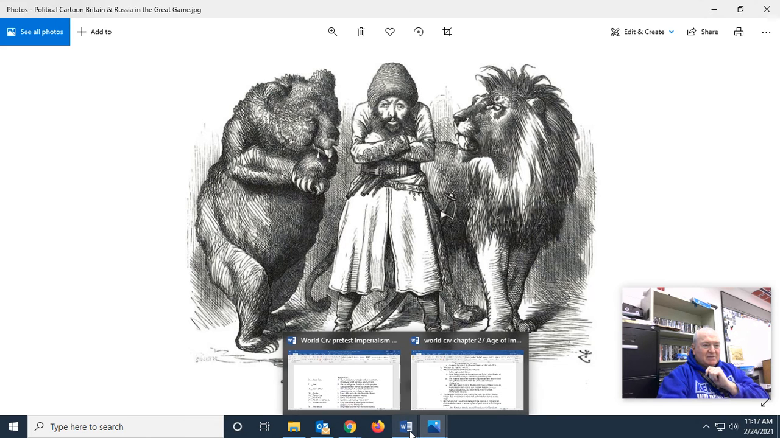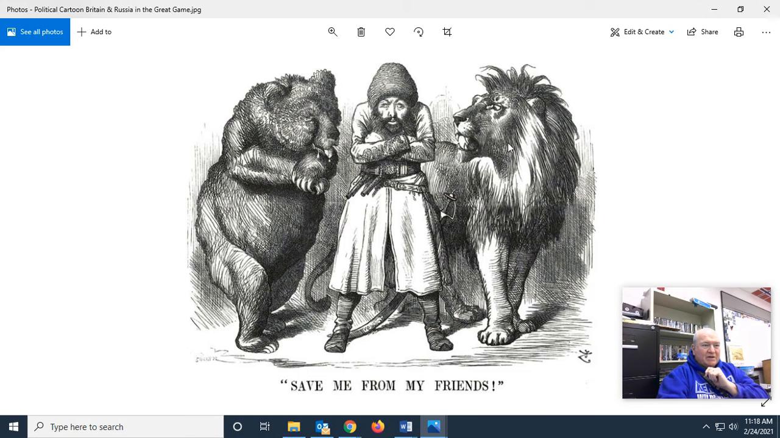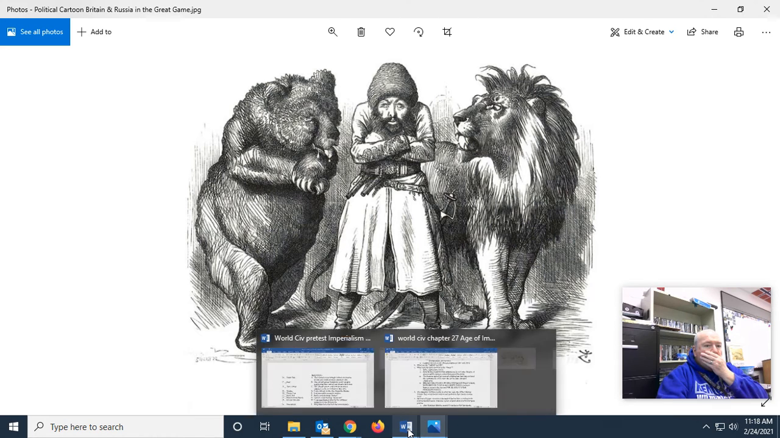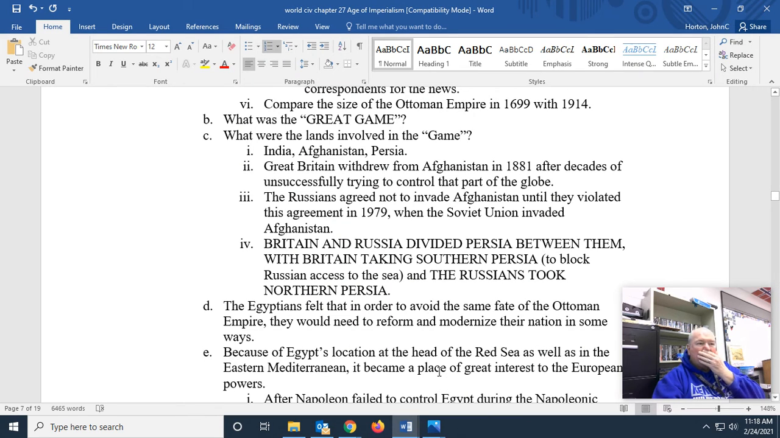So let's get back to it. That's the Great Game. Russia and Britain in a rivalry for dominance of Asia. And this person here represents probably Afghanistan, but actually could represent most of Asia because of the dress. So yes. There we go. So what lands were involved in the Great Game? India, Afghanistan, Persia. Great Britain withdrew from Afghanistan in 1881.